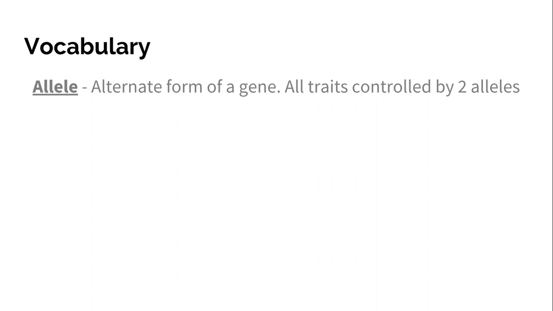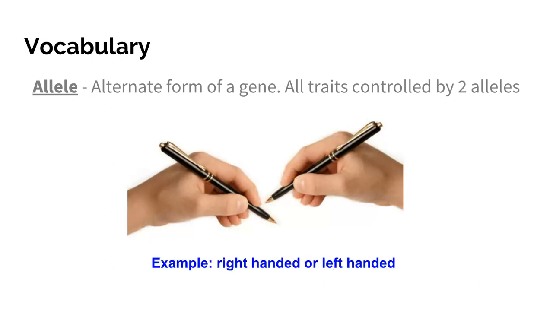So, an allele. We already said this, but it's the alternate form of a gene. All traits are controlled by 2 alleles. So, you can have a gene for right-handedness: an allele that controls right-handedness or an allele that controls being left-handed.